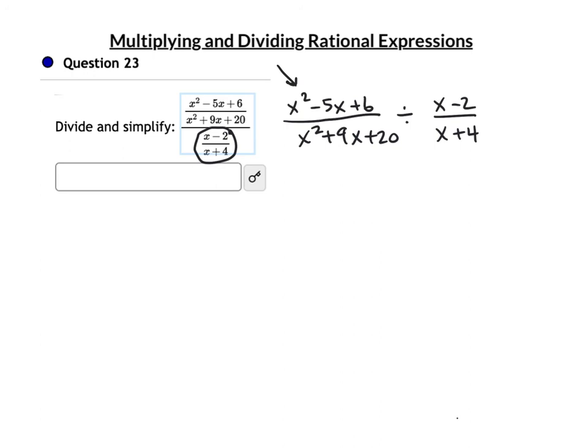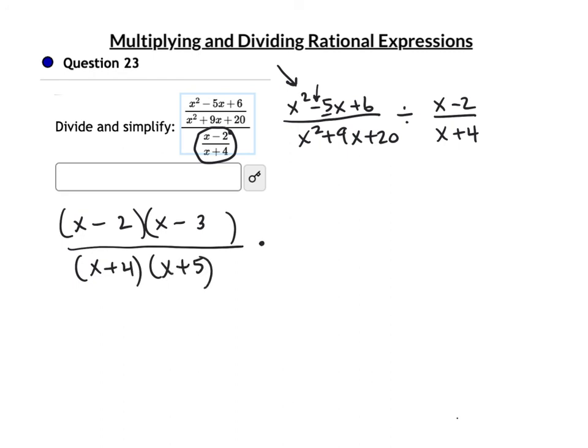The numerator, factors of 6 that add to 5 are 2 and 3. And I got a positive 6, so it's either 2 positives or 2 negatives. Since we have a negative here, it's 2 negatives. And I said 2 and 3. Notice that negative 2 plus negative 3 is negative 5 in the middle. And negative 2 times negative 3 is positive 6. Denominator, factors of 20 that add to 9 are 4 and 5. And I got 2 positives.